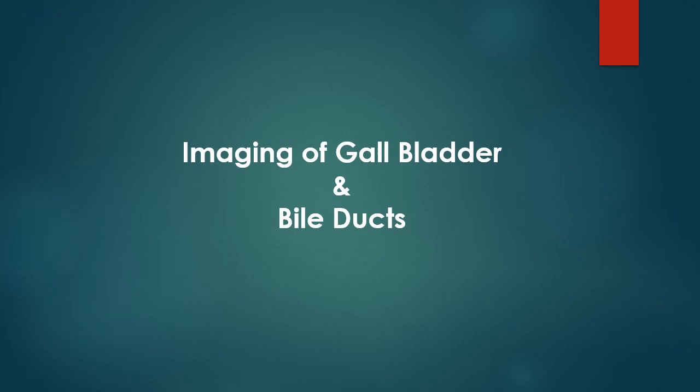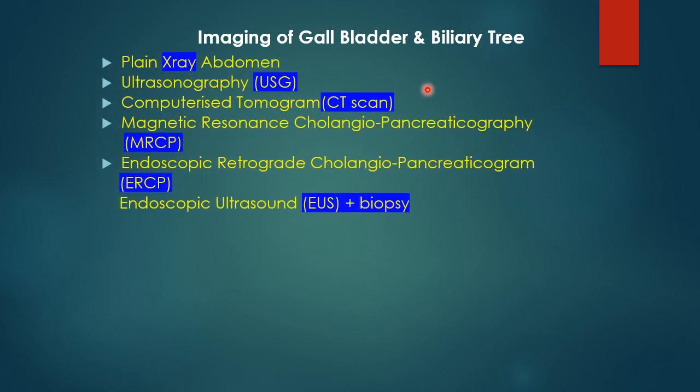Next, we come to the imaging of the gallbladder and the bile ducts. This consists of a number of methods that can be used today. The plain X-ray abdomen is the oldest investigation. The ultrasonography, or ultrasound scan, has become the most important first-line investigation for these cases. Computerized tomogram, or the CT scan, is especially useful as an addition to ultrasound, especially when you're thinking of soft tissue lesions of the pancreas and the liver.